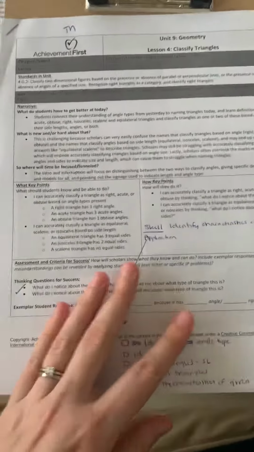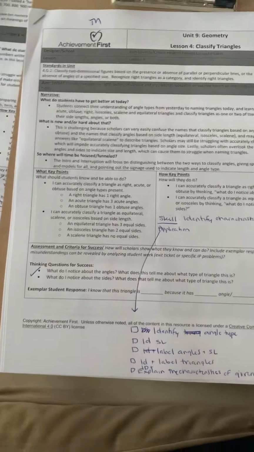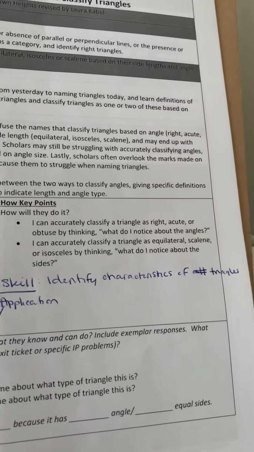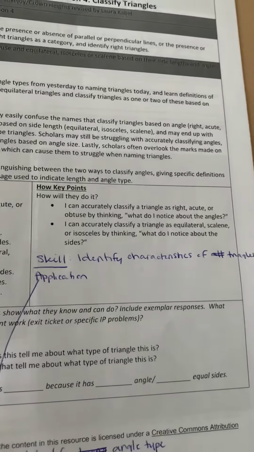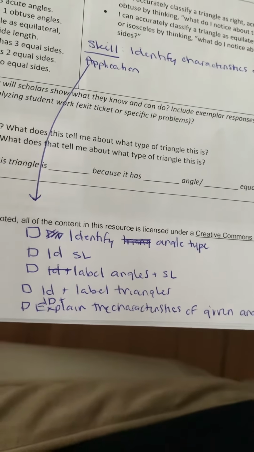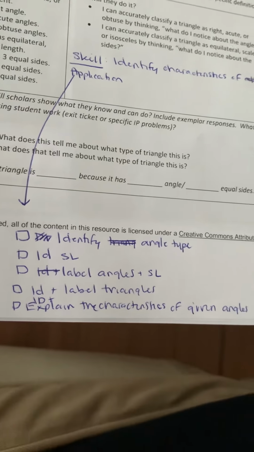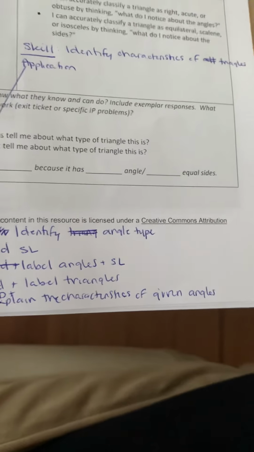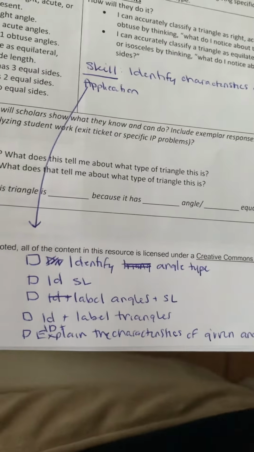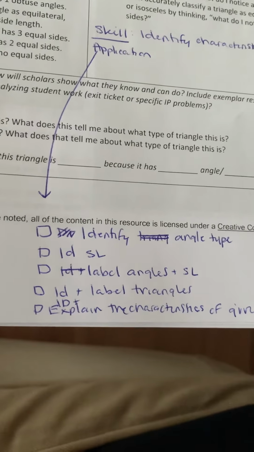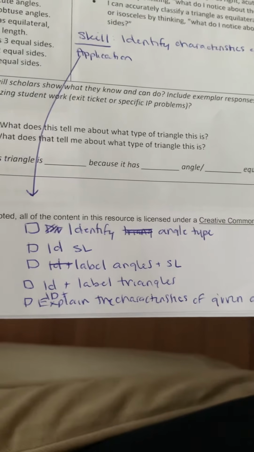Hi team, Unit 9, Lesson 4, Classifying Triangles. Building off the previous days, your skill is to identify the characteristics of triangles to identify them. The application is to identify the angle type, a little bit different than the previous days. I think I might have gotten too sequenced in this, but: identify the angle type, identify the side length, label angles and side lengths, identify and label triangles, and explain the characteristics of a given angle.